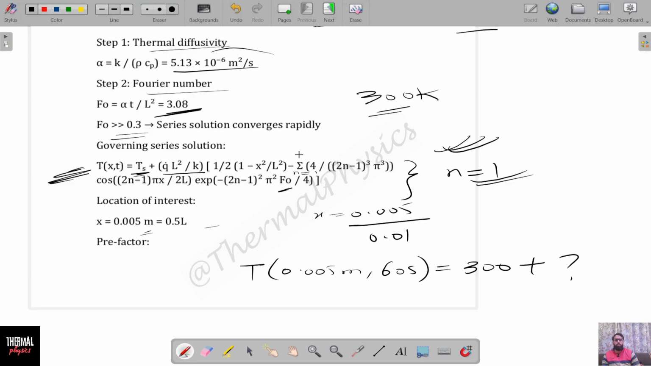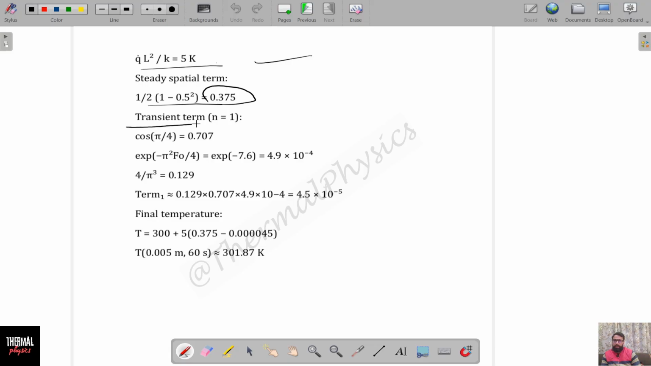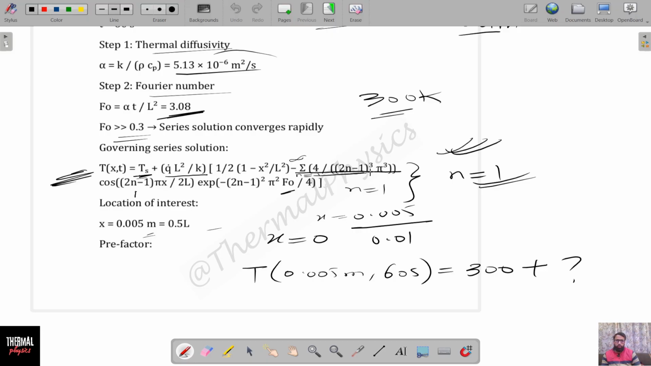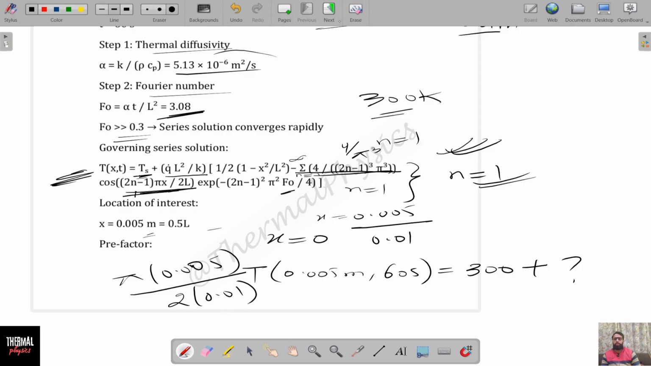Then next we have this summation term, where the series goes to infinity. Here we will use n equal to 1 only. We have these terms: term 1, term 2, term 3. We have three terms: the cos term, the exponential term, and 4 by pi cube. So this reduces to 4 by pi cube for n equal to 1. So this is one term. Another term is this cos, which reduces to n pi x divided by 2L, that is pi times 0.005 divided by 2 times 0.01. So the next term reduces to pi by 2.